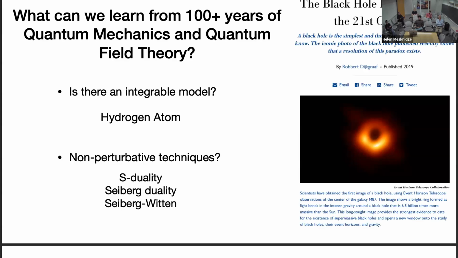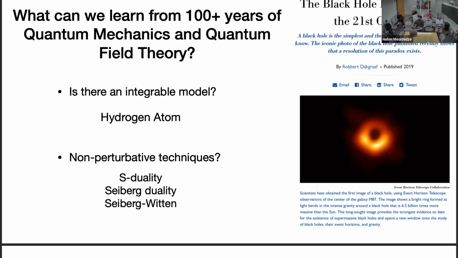So the question is, can we do better than that? Can we use more than 100 years of knowledge and experience of quantum mechanics and quantum field theory to do better than that? A clue is perhaps this article by Robert Dijkgraaf, with the title "The Black Hole is the Atom of the 21st Century," which is a theme that people have mentioned.